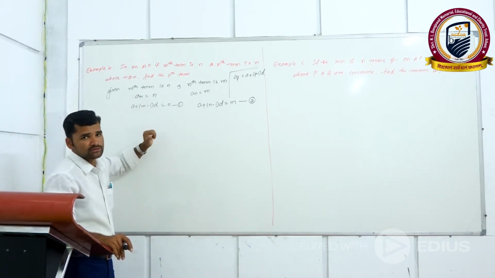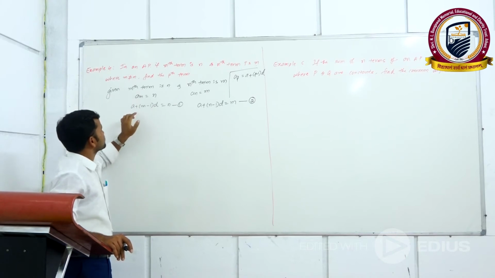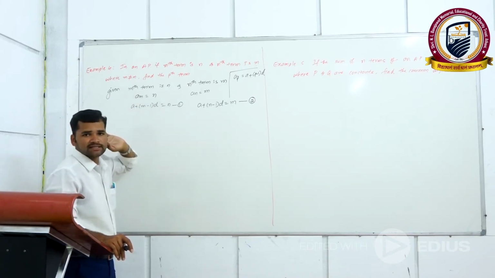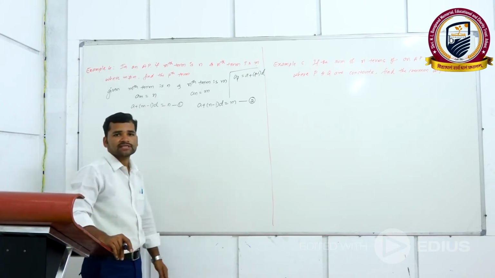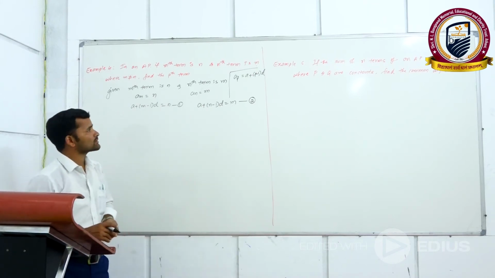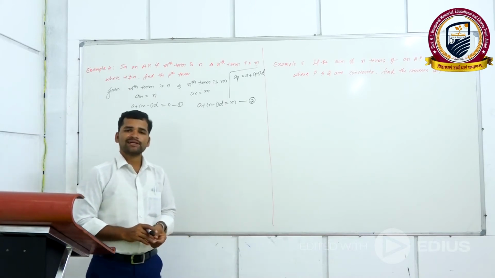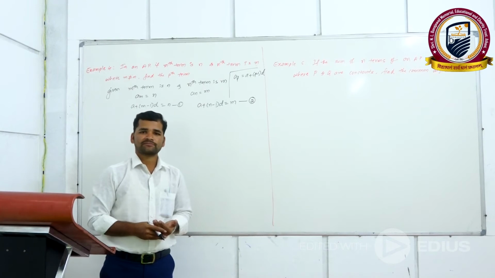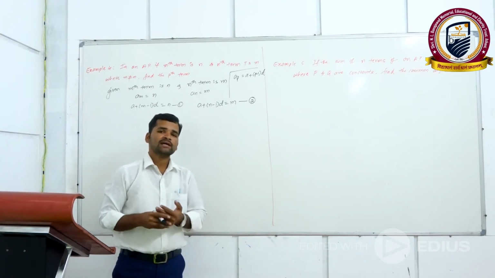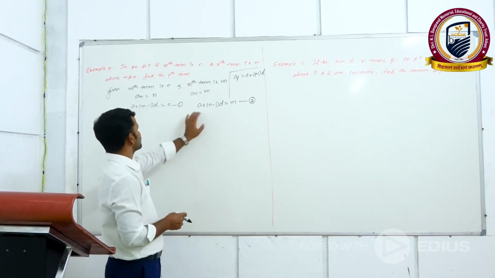The mth term is a plus m minus 1 into d equal to n. So if they give two expressions, we have to use these two expressions to calculate the pth term. To calculate the pth term, we need a and d. We want the first term and the common difference. So let me solve these two.